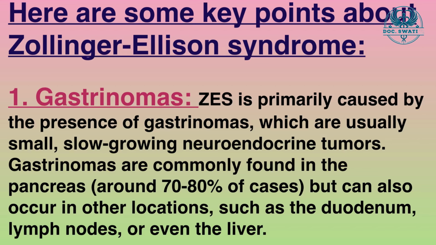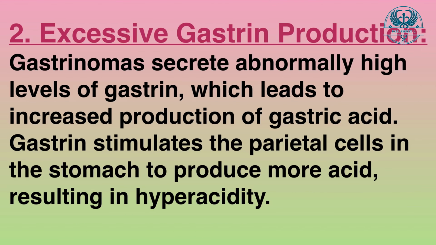First, gastrinomas. Zollinger-Ellison syndrome is primarily caused by the presence of gastrinomas, which are usually small, slow-growing neuroendocrine tumors. Gastrinomas are commonly found in the pancreas, around 70 to 80% of cases, but can also occur in other locations such as duodenum, lymph nodes, or even the liver. Second, excessive gastrin production. Gastrinomas secrete abnormally high levels of gastrin, which leads to increased production of gastric acid. Gastrin stimulates the parietal cells in the stomach to produce more acid, resulting in hyperacidity.